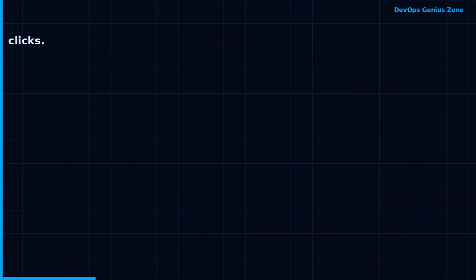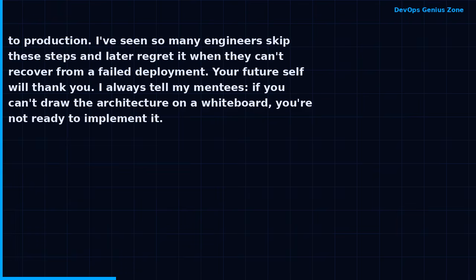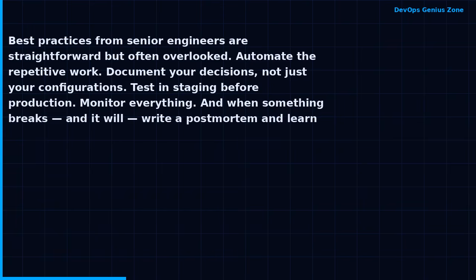Getting started the right way matters more than most engineers realize. Before you touch any configuration, understand your requirements. Version control everything. Use the principle of least privilege. Keep changes small and incremental. And always have a rollback plan ready before you deploy to production. I've seen so many engineers skip these steps and later regret it when they can't recover from a failed deployment. Your future self will thank you. I always tell my mentees, if you can't draw the architecture on a whiteboard, you're not ready to implement it.